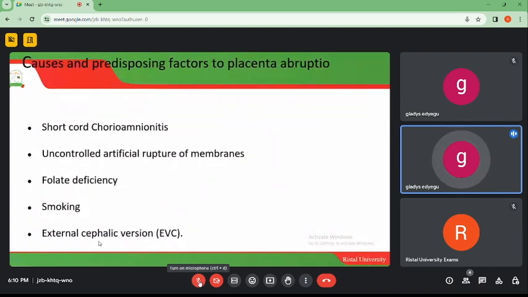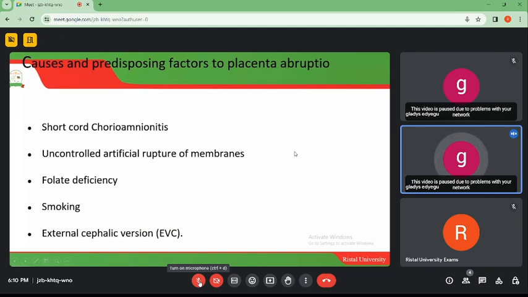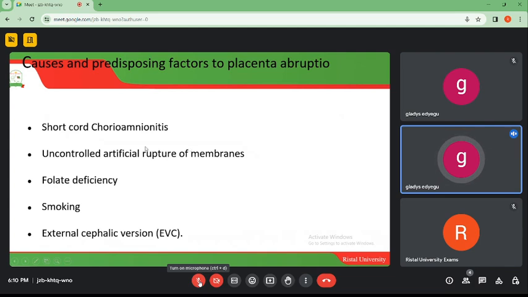Then another one is the short cord and chorioamnionitis. If there is a short cord and chorioamnionitis, they can also cause placenta abruptio. If the cord is short, as the baby is trying to maneuver, the baby can easily pull the cord, I mean the placenta, and it can easily separate. Then chorioamnionitis is an infection that can occur around the chorion and the amnion, and it can affect the placenta and cause a premature separation of the placenta due to the infection.